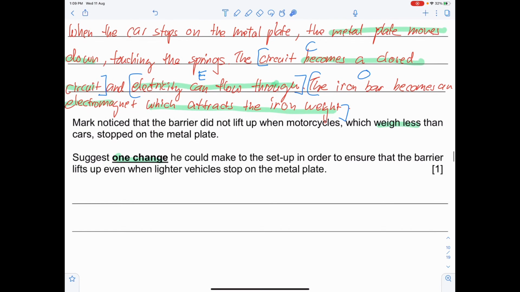So you can say increase the length of the spring. By extending the length of the spring, you have closed the gap, or made the gap between the spring and the metal plate smaller. So now the motorcycle, when it's on the metal plate, will have a smaller distance to move downwards in order to touch the contacts.